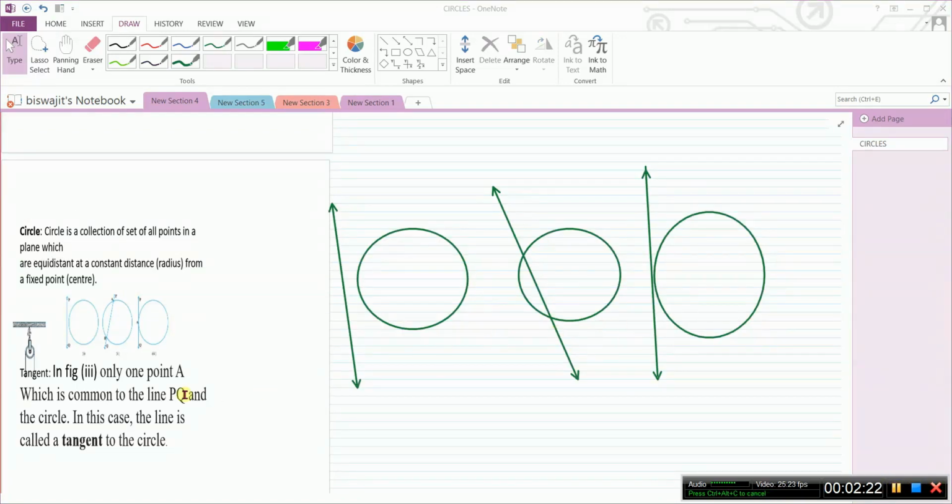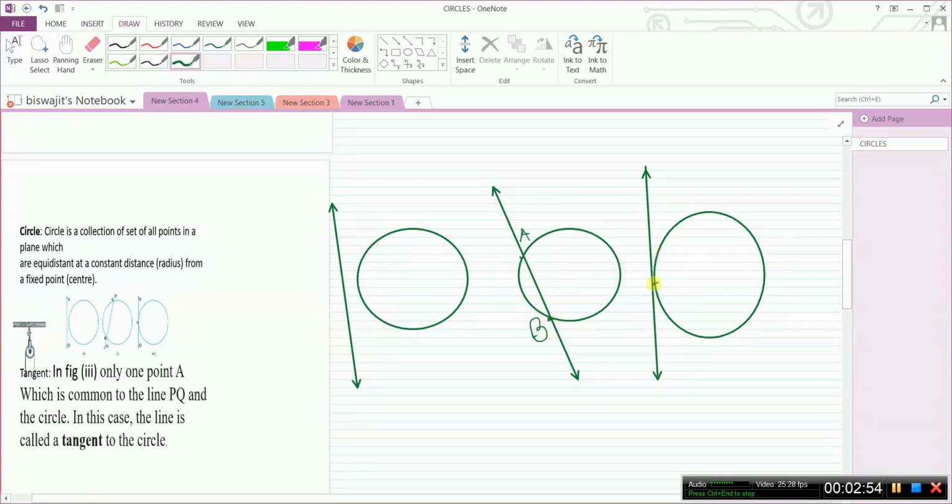Now students, we are going to explain the tangent. Before going to tangent, we try to learn this figure. I have given here 3 circles, which are in your textbook, and there are 3 lines. In the first figure, the line and the circle do not intersect at any point. In the second figure, the line intersects at 2 points. One point is named A, the other point B.